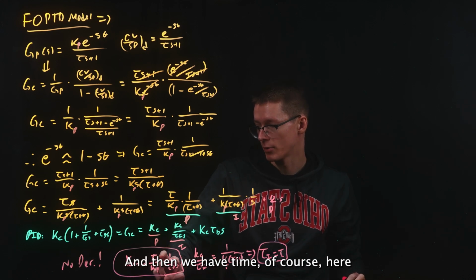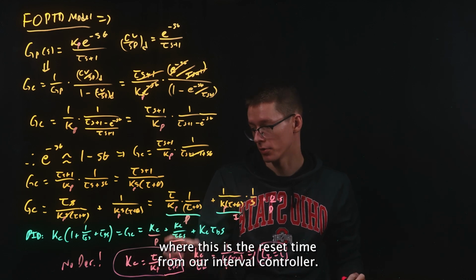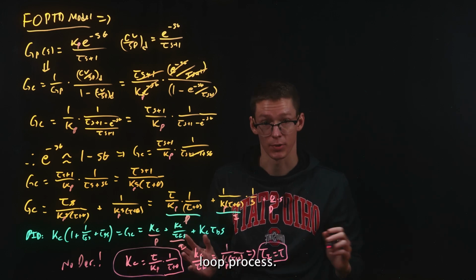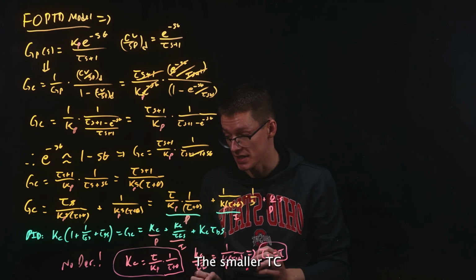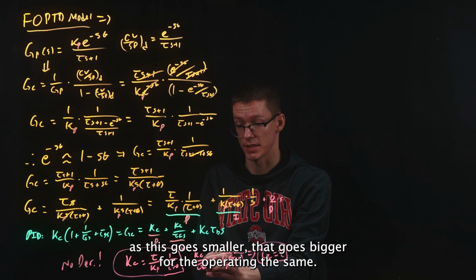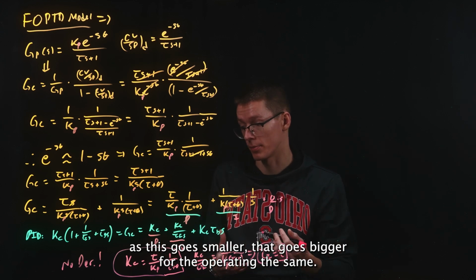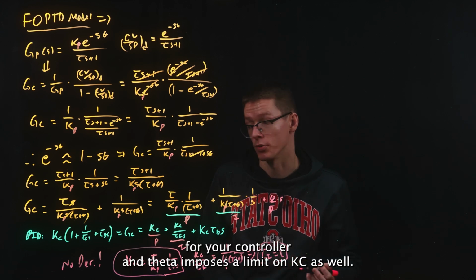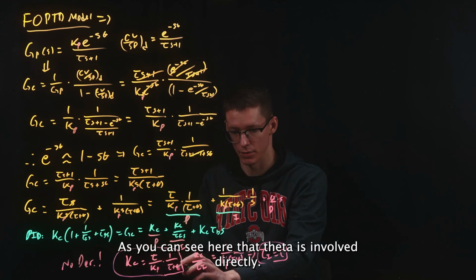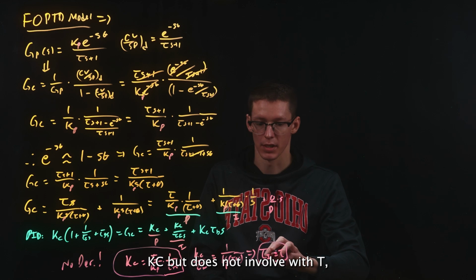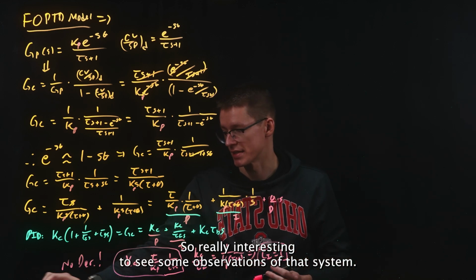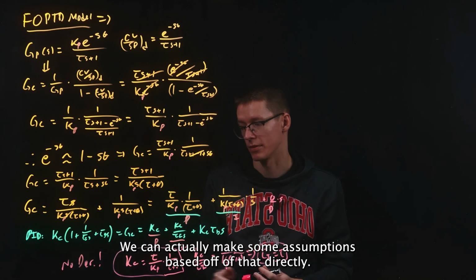And then we have time, of course, here, where this is the reset time from our integral controller. And that's going to be exactly equal to the natural time constant of the open loop process. The smaller Tc makes also, funny enough, for a larger Kc, because as this goes smaller, that goes bigger, for the same operating. So you get more response from your controller. And theta imposes a limit on Kc as well. As you can see here, that theta is involved directly with Kc, but does not involve Ti. So really interesting to see some observations of that system. We can actually make some assumptions based off of that directly.